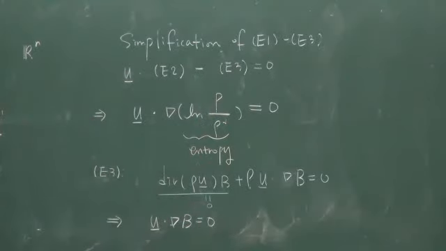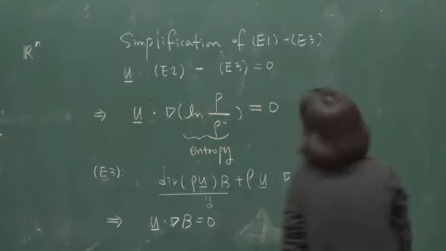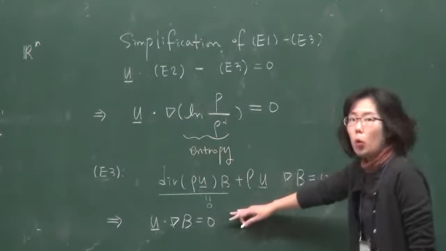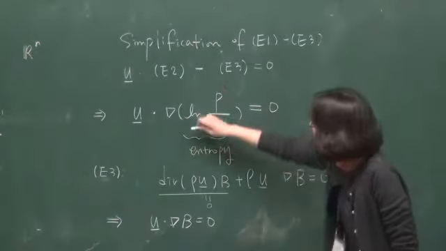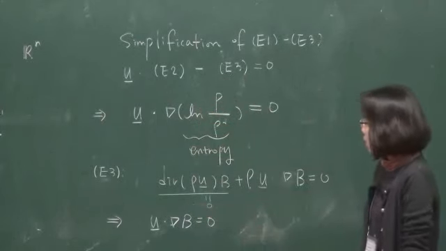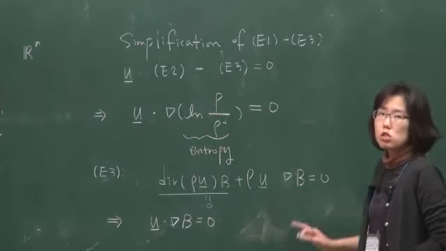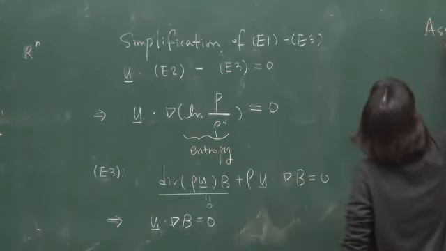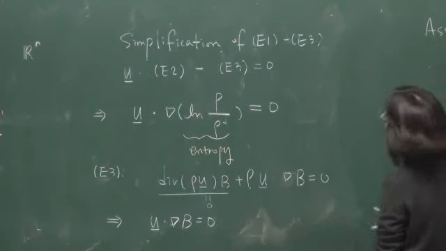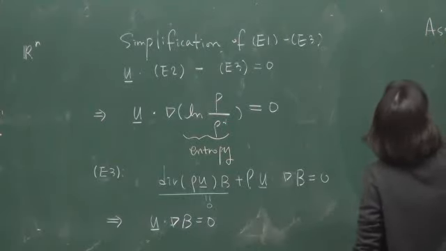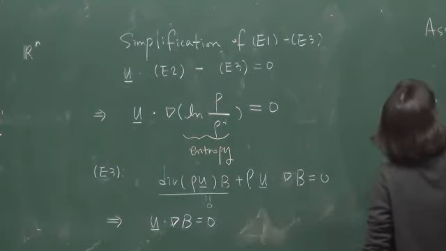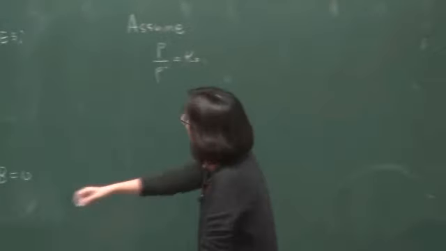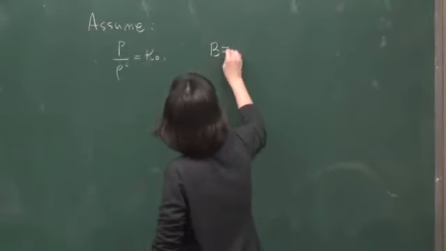So we have these two conditions. From there, I will simplify the system. These two equations will hold if entropy and Bernoulli invariant are assumed to be constants. This is just for simplification. So I will assume that here P over rho to the gamma is a constant, say kappa 0. And here B, okay, what is B?